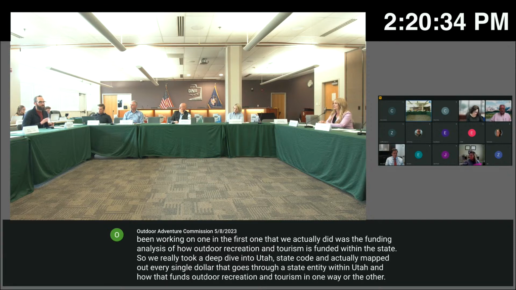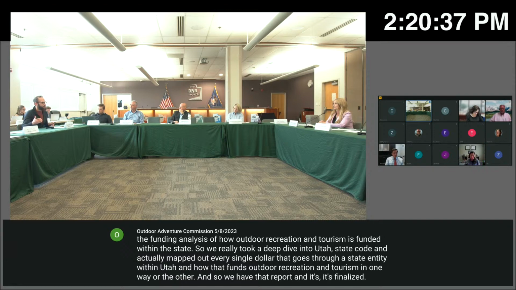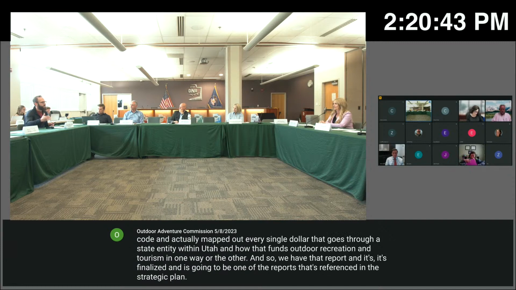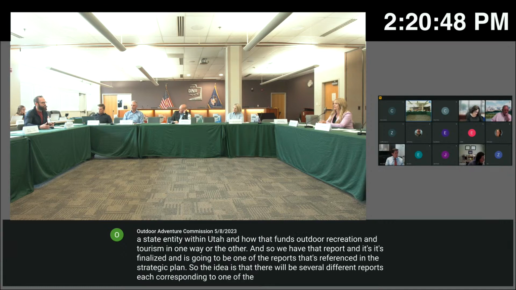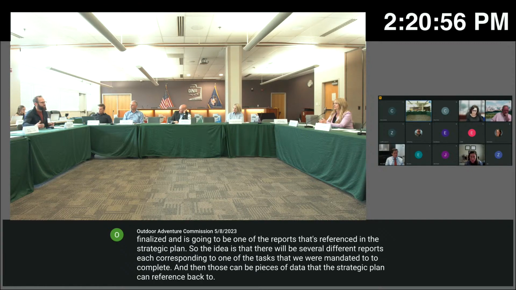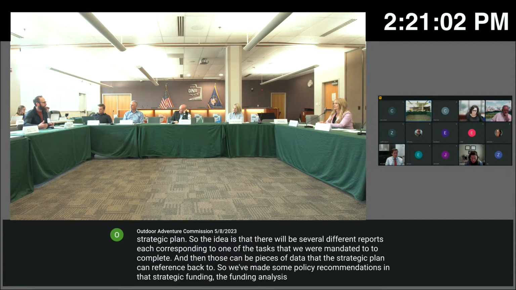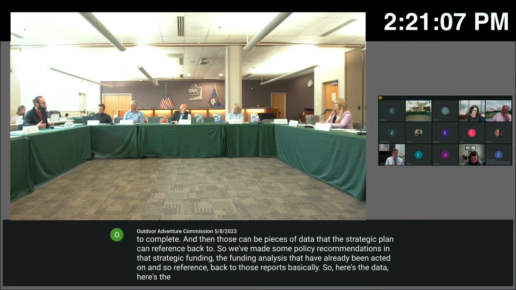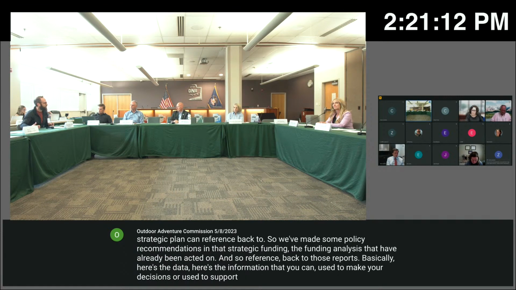And so we have that report, and it's finalized and is going to be one of the reports that's referenced in the strategic plan. So the idea is that there will be several different reports, each corresponding to one of the tasks that we were mandated to complete. And then those can be pieces of data that the strategic plan can reference back to. We made some specific policy recommendations in the funding analysis that have already been acted on. And so we'll reference back to those reports basically to say, here's the data and here's the information that you can use to make your decisions or to support the claims that are in the strategic plan.